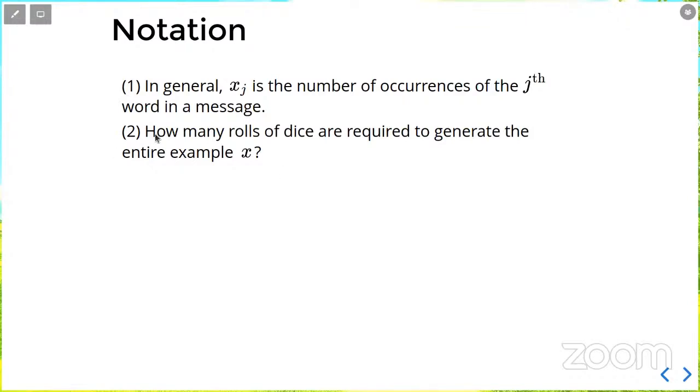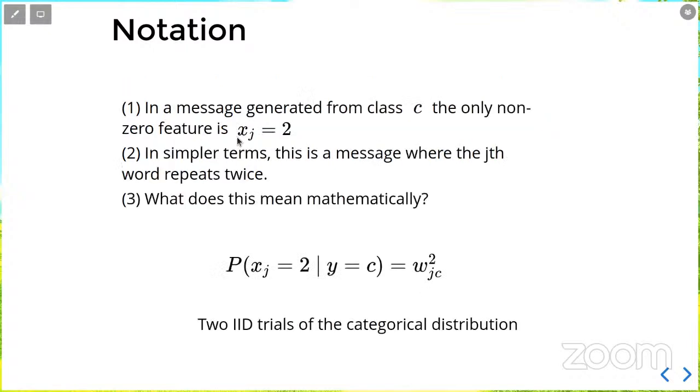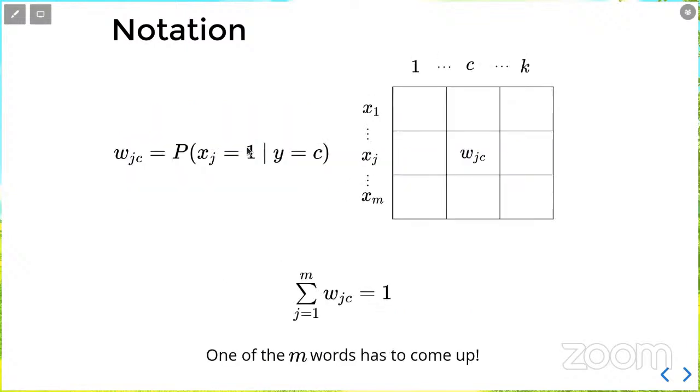So this is the question, right? In general, XJ is the number of times the jth word occurs in a message. So how many rolls of a dice are required to generate one message? Sir, can you please repeat the last part, that WJC part? Yeah. So the WJC is the probability of seeing the jth word given this class.